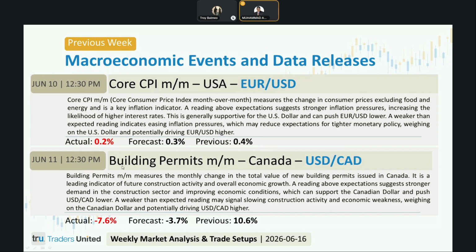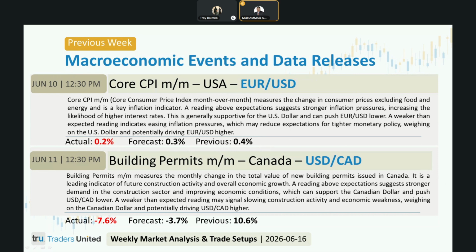The next one is the building permits, M over M in Canada. That was the important Forex news announcement, which came out on June 11 at 12:30 p.m. UTC time. Now, what is building permits month over month in Canada? Building permits, M over M means month over month, measures the monthly change in the total value of new building permits issued in Canada. It is a leading indicator of future construction activity and overall economic growth.